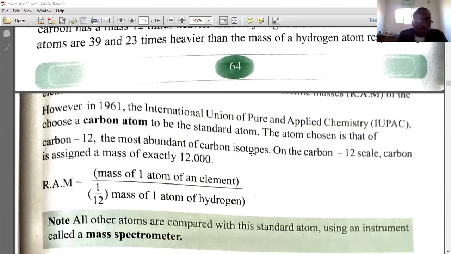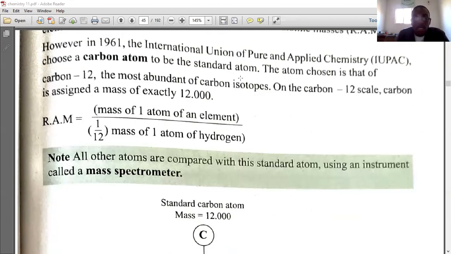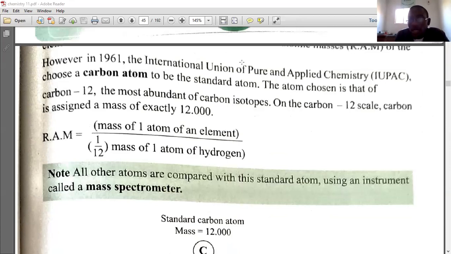In 1961, according to the IUPAC, the International Union of Pure and Applied Chemistry, they chose the carbon atom to be the standard. So now every element was being compared to this standard, and that is where the relative atomic mass stands even at this point. We get the mass of an element, and it is compared to 1 over 12 of the mass of one atom of carbon at the moment.